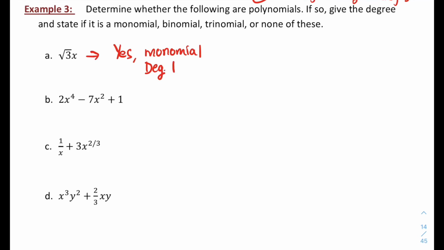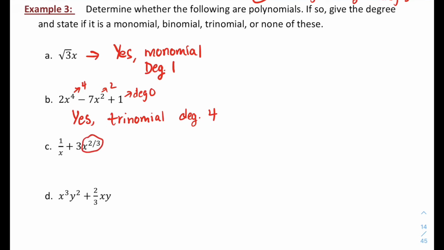On B, it is again a polynomial because it has all positive whole number exponents. It's a trinomial because there are 3 terms. And if I'm thinking about my degree of each term, that one is just a constant. It has degree 0. And then I have terms of degree 2 and 4. So overall, the largest one is 4, so it's a degree 4 trinomial.